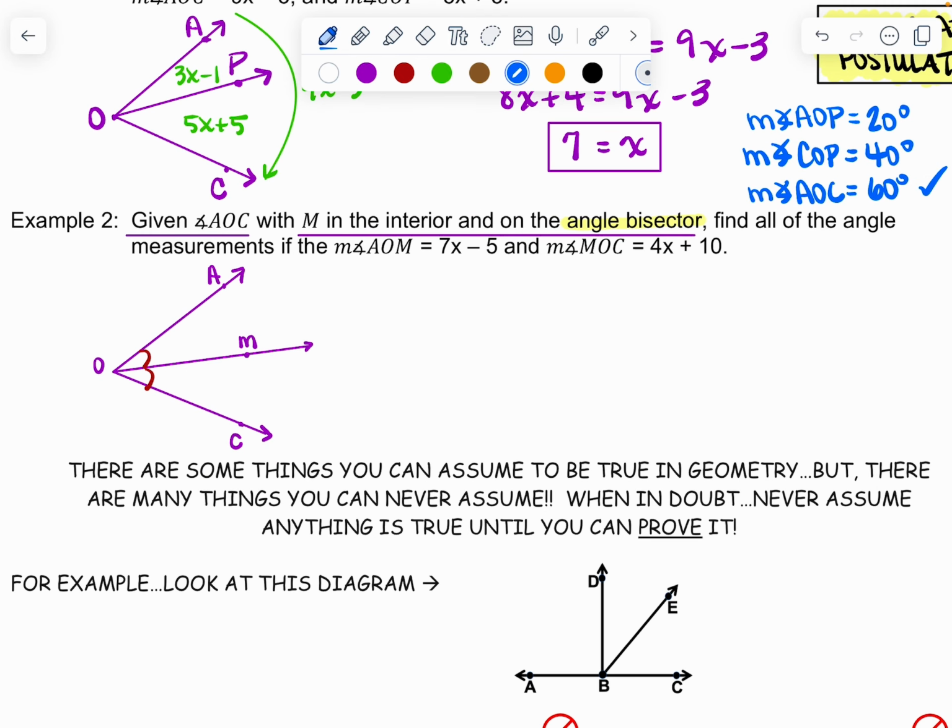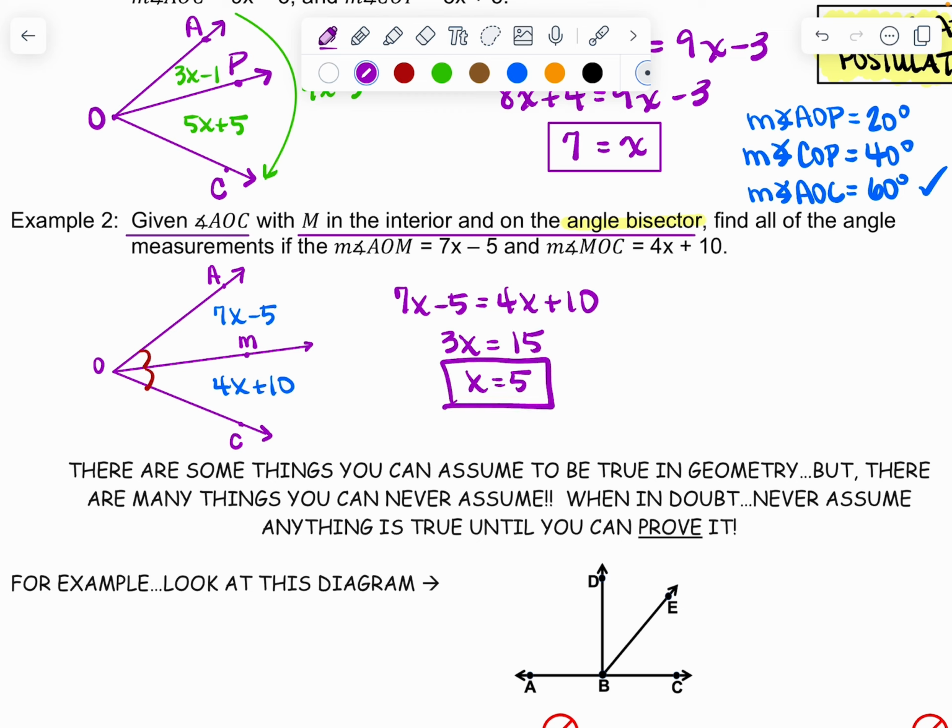And now I can fill in that angle AOM is 7x minus 5, and angle MOC is 4x plus 10. Now you'll notice I do not have an expression that represents the whole thing, which is why I can't possibly use the angle addition postulate on this problem. But I do have congruent angles. And anytime I find a congruency, that means I can set things equal to each other. So I know the 7x minus 5 angle has to be the same as the 4x plus 10, right? And so I can subtract the 4x and then add the 5 and then divide, and voila, x equals 5.